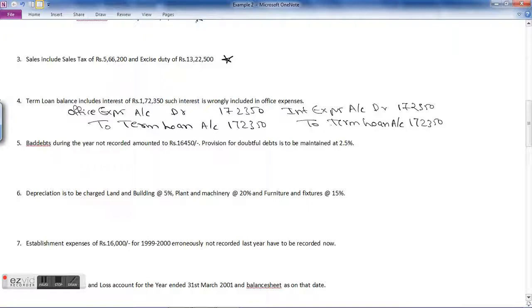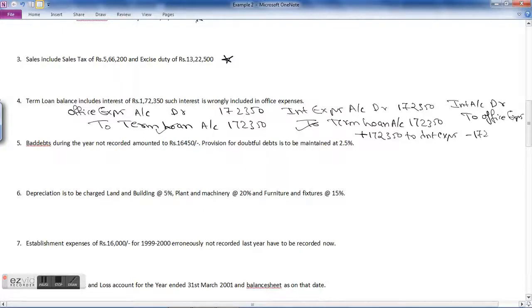Okay, this should have been the right entry. Now if you see, in the wrong entry which has been passed and in the right entry which should be passed, term loan account is credited. So your term loan account is correct. So it need not be changed. In both entries the effect on term loan account is correct, but instead of debiting the expense to interest expense, it has been debited to your office expense. So now the rectified entry will be interest account debit to office expense account. So what will be the effect of the adjustment? You have to add 1,72,350 to interest expense and reduce 1,72,350 from office expense. Okay, this will be the effect of the adjustments.